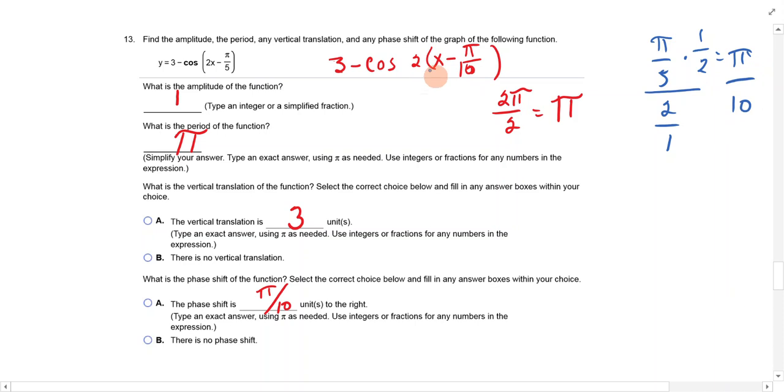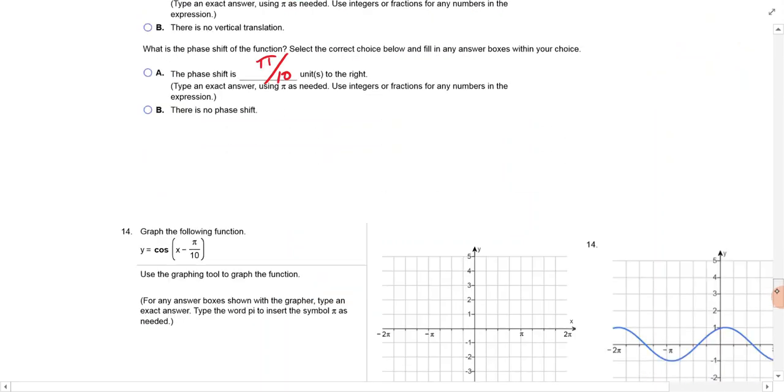So amplitude is now 1, because in front of cosine there's a 1. What's the period? It's 2 pi over 2, which is pi. The vertical translation, we do have a positive number being added up here. So that's 3. The phase shift is pi over 10.